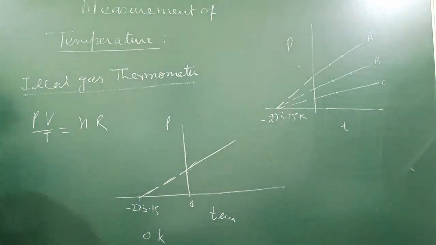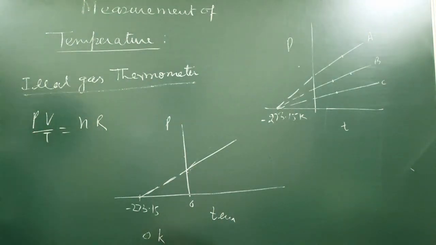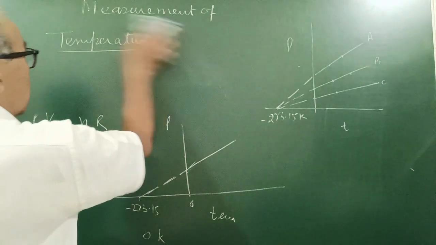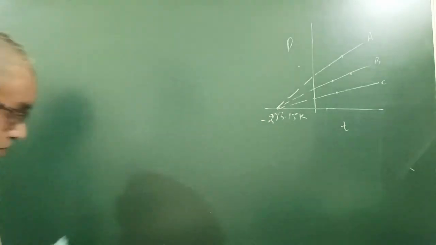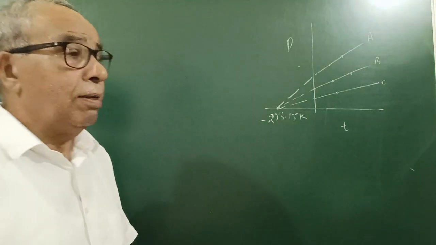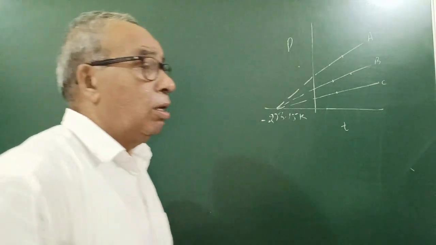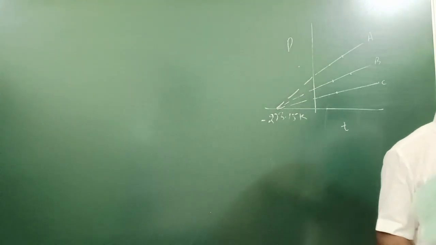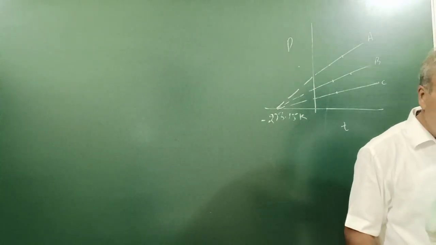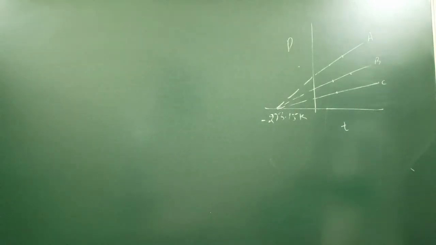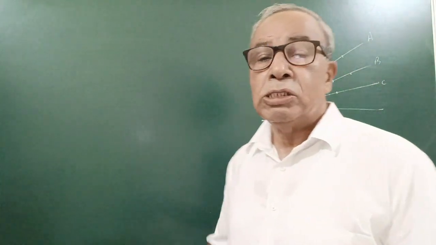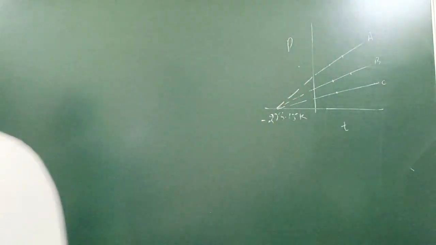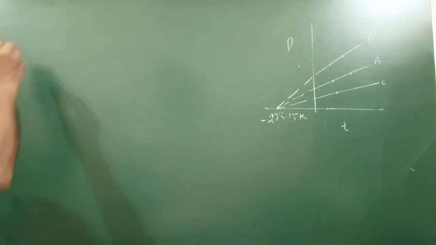Now, in modern thermometry, we don't have two fixed points. Initially, while constructing a temperature scale, we choose two fixed points. One is the melting point of ice, which is given 0 degree centigrade in the Celsius scale and 32 degree in the Fahrenheit scale.